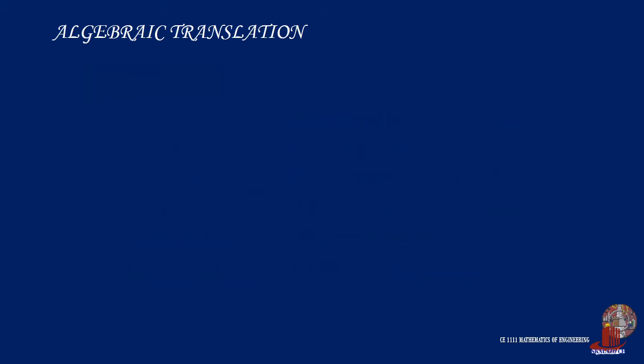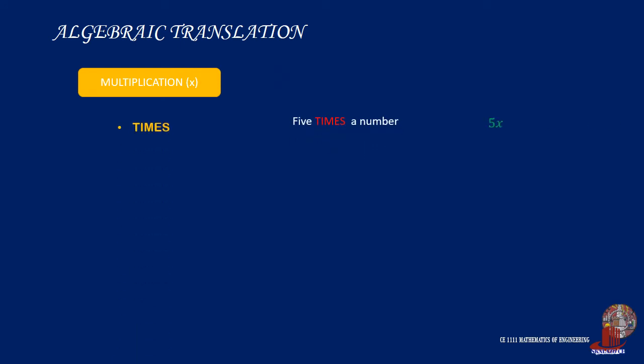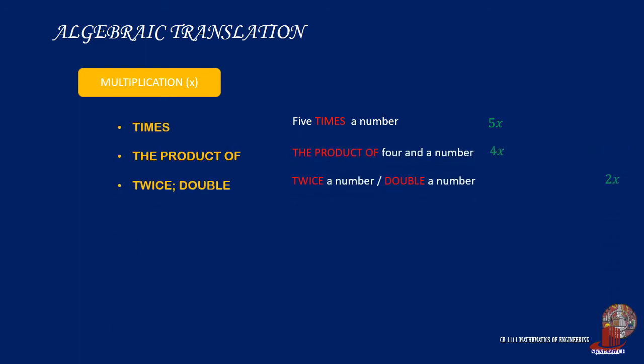In case the operation applied is multiplication, the following words may be observed: times, the product of, twice or double, multiplied by, and also of.